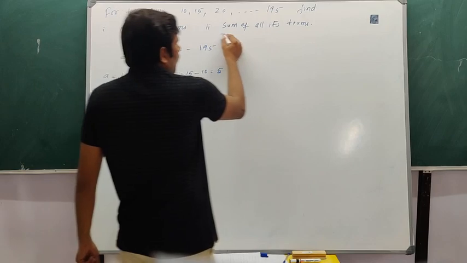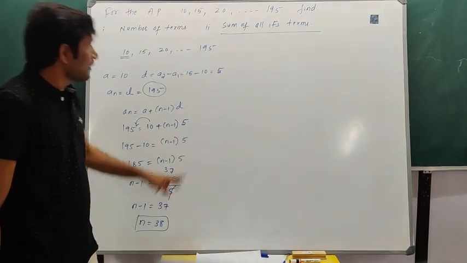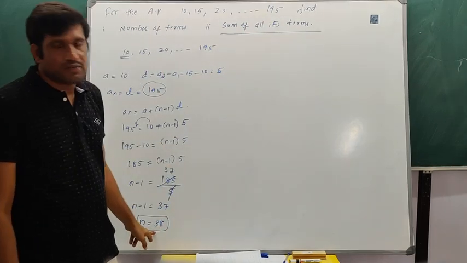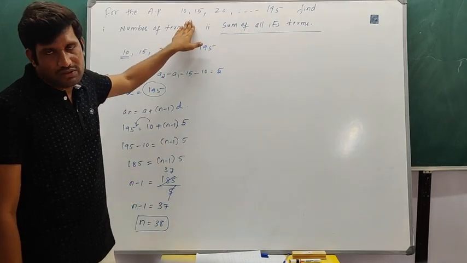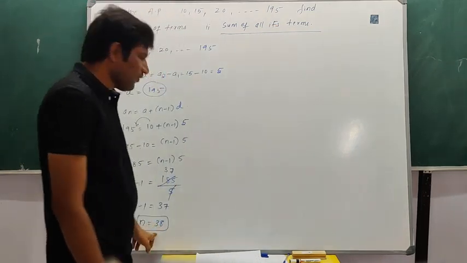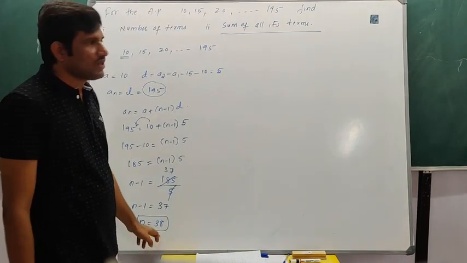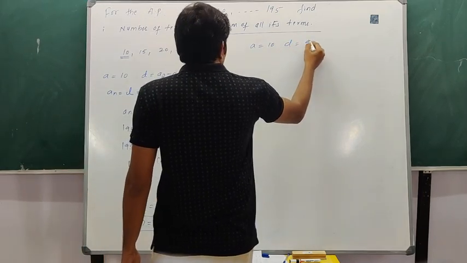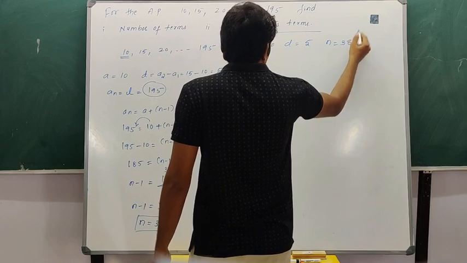Then we have to find the sum of all its terms. There are totally 38 terms present in the given sequence. So we have to find the sum of 38 terms. A value is 10, d value is 5, and n value is 38.